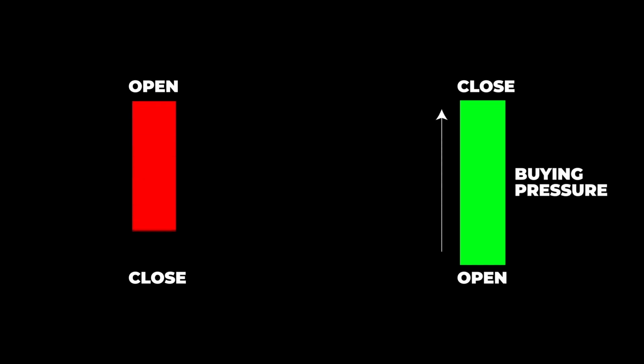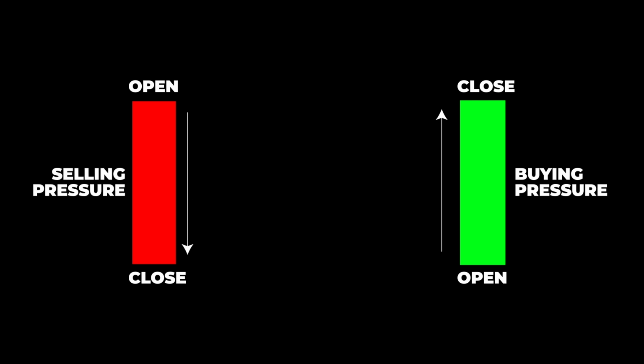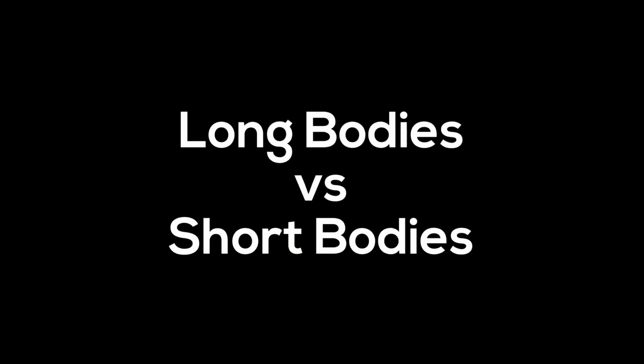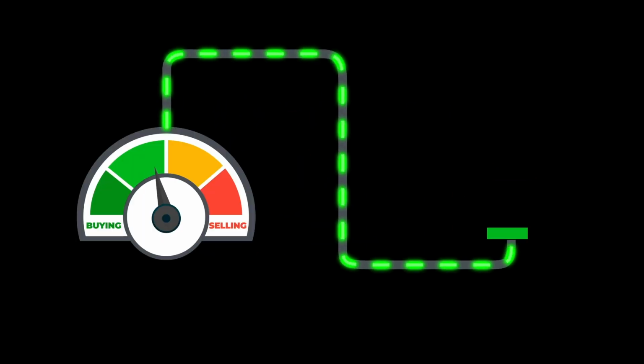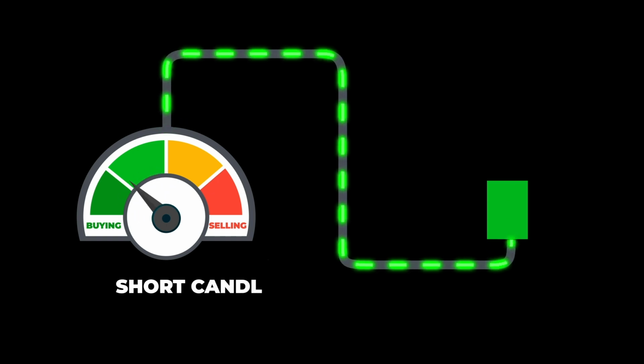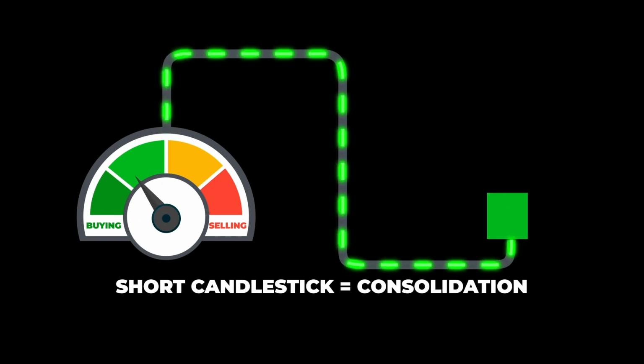Green candles, where the close is greater than the open, indicate buying pressure. Red candles, where the close is less than the open, indicate selling pressure. Long versus short bodies: generally speaking, the longer the body is, the more intense the buying or selling pressure. Conversely, short candlesticks indicate little price movement and represent consolidation.